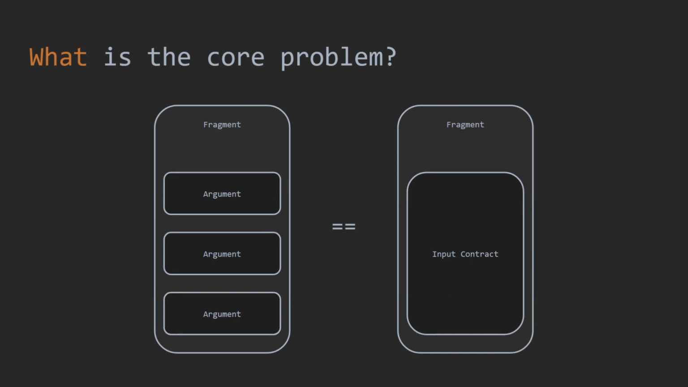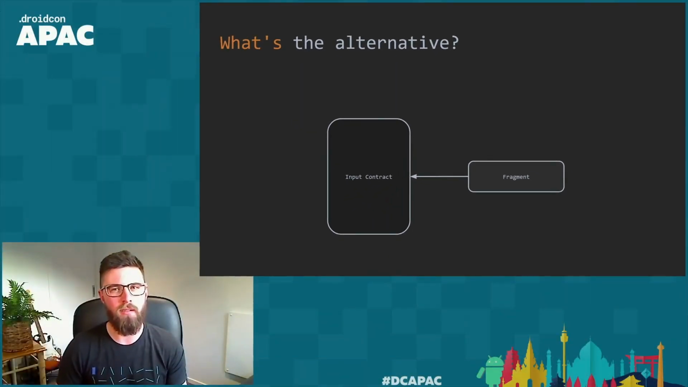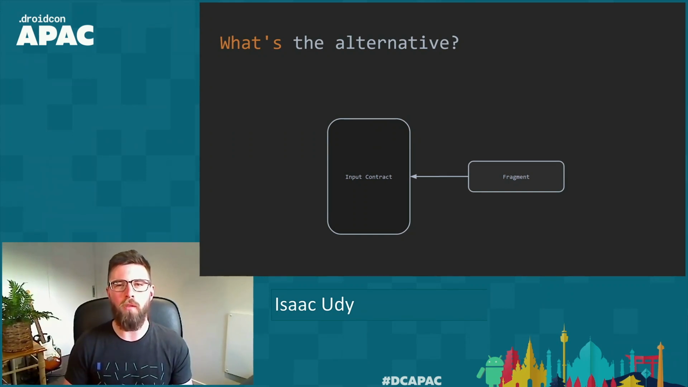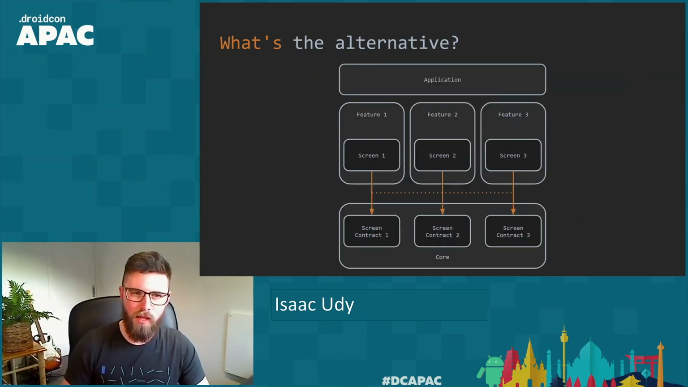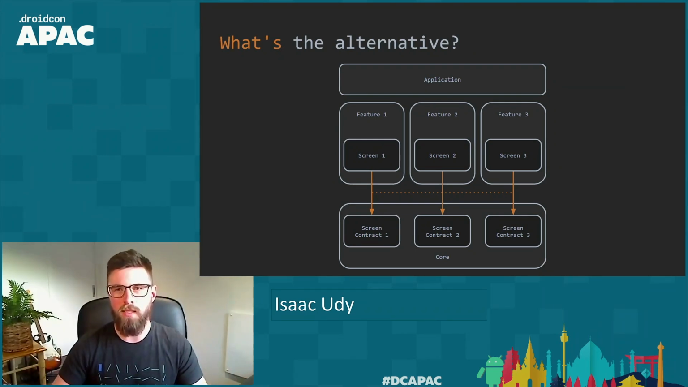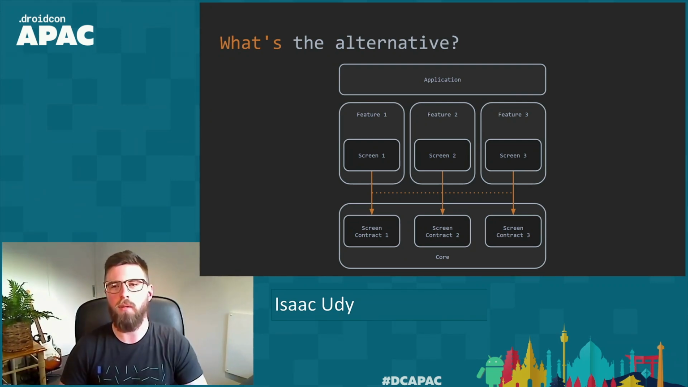So what's the alternative to this? Well, start thinking about the input contract as something separate to the fragment, something that comes before the fragment. Perhaps you would even start writing the input contract before you've started building the fragment. It should be a contract that the fragment fulfills, not a contract that the fragment defines. When you start doing this, it means you can extract the contracts for your screens out into a common module. That means a screen can know not only about the contract that it fulfills, but about the other contracts that can be used for navigation.